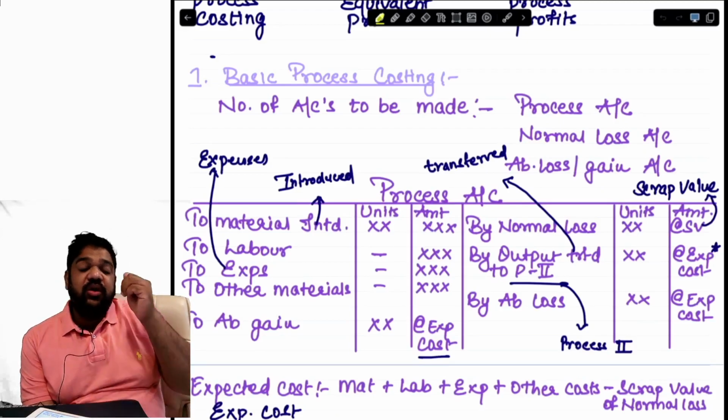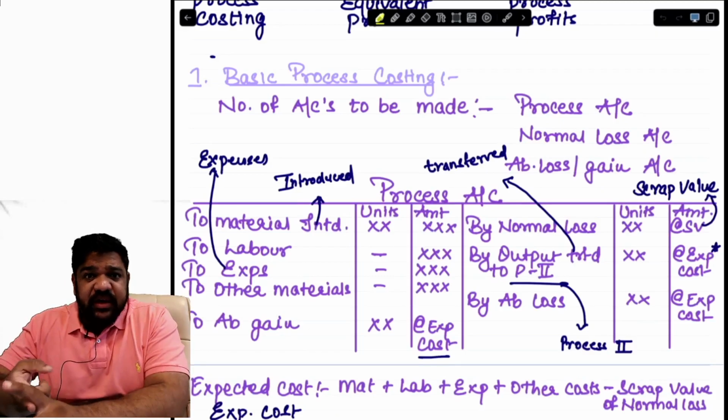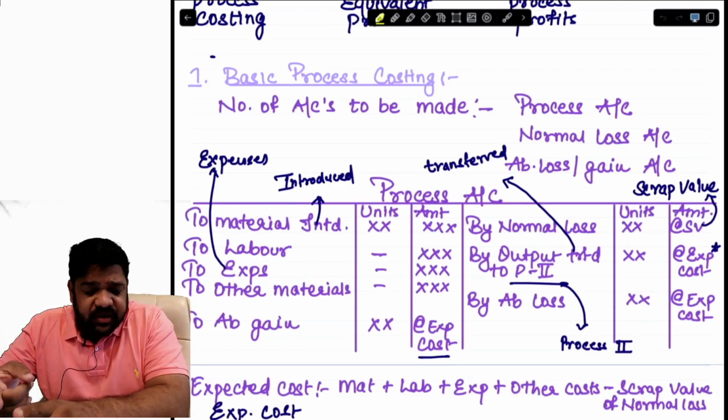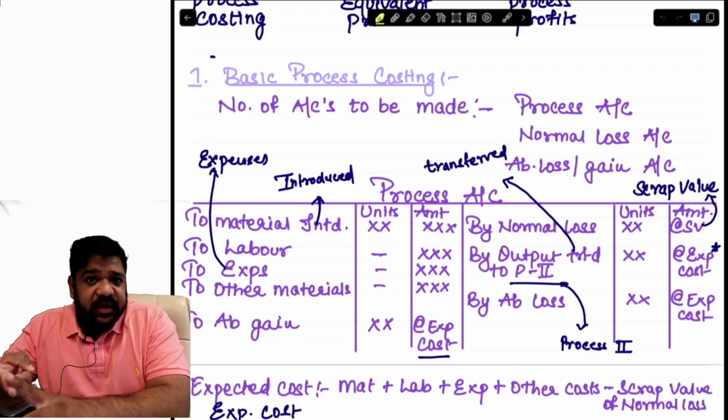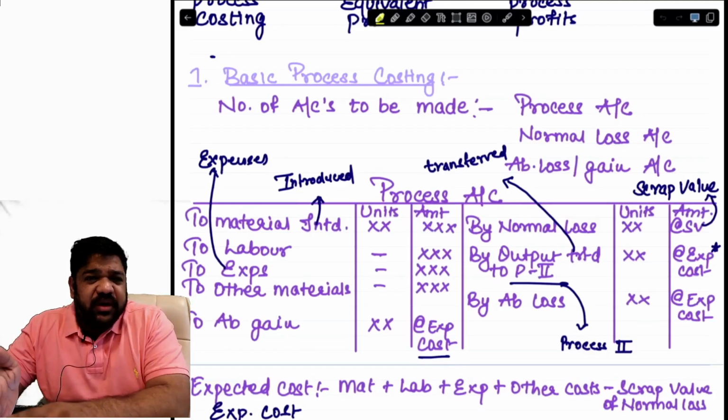Once that is done, you will start with your process account. In your process account, you will first put down material introduced. Always keep this in mind: only the material introduced will have your units. No other cost will have the units. Only the material introduced will have units and amount. And then you will put down all the expenses. There could be labor, variable overhead, direct expense, etc.